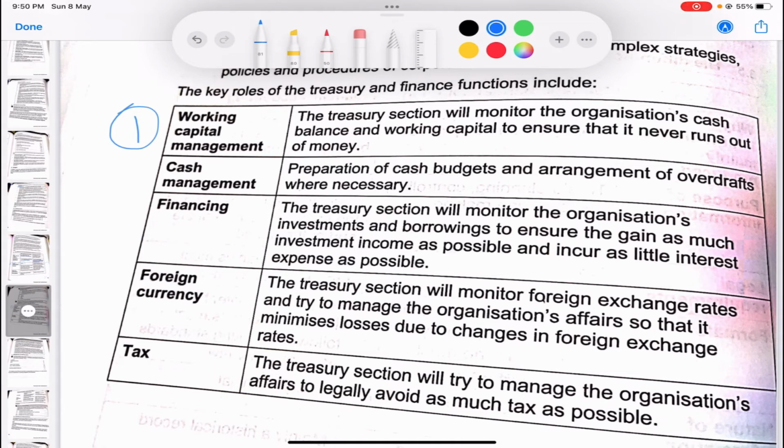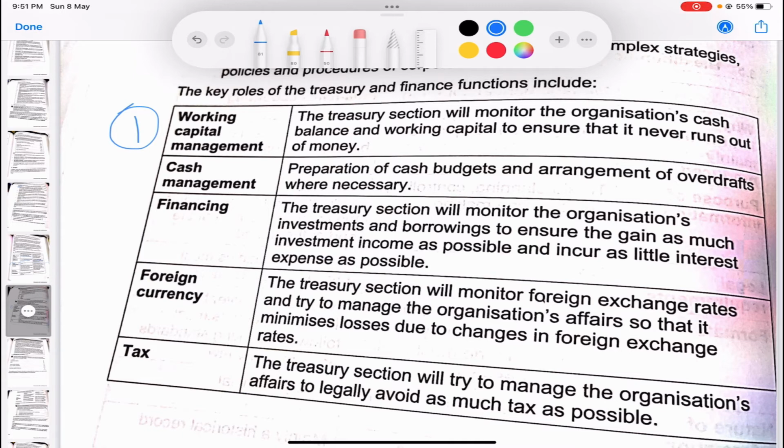And then we have financing. So the Treasury section will monitor the organization's investments and borrowings to ensure that they gain as much investment income as possible and incur as little interest expense as possible. And then it also takes care of the foreign currency. So the Treasury section will monitor foreign exchange rates and try to manage the organization's affairs so that it minimizes the losses due to the changes in the foreign exchange rates.